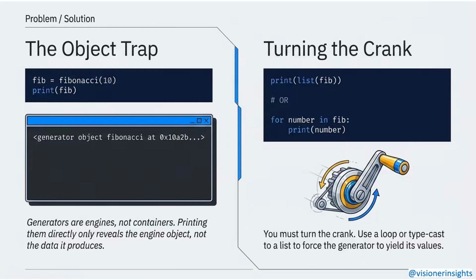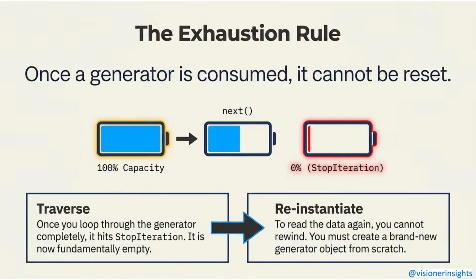First up is what I like to call the object trap. A really common mistake is setting fib = fibonacci(10) and then immediately typing print(fib). But remember, generators are engines, they aren't containers. Printing them directly only reveals the engine object in memory, not the actual data it produces. You have to turn the crank. You extract the values either by running a for loop or by typecasting the entire generator into a list using the list() function.